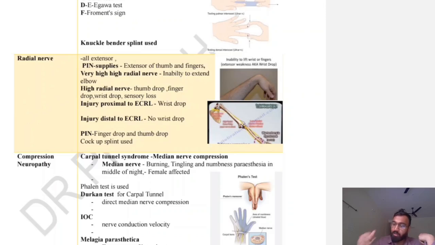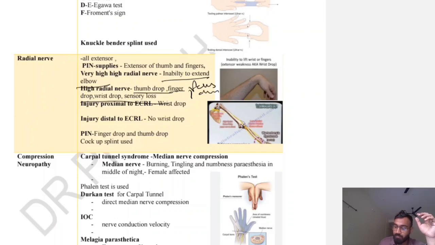Very high radial nerve injury is at the level of the shoulder joint, at the level of axilla. The patient will not be able to extend the elbow because all the extensors are paralyzed. In high radial nerve injury, the patient will present with shaft humerus fracture and radial nerve injury. In this case, triceps is supplied, so elbow extension is present.